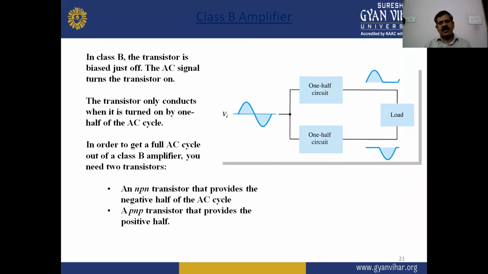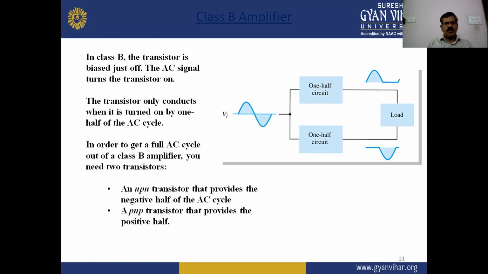Next amplifier is the class B amplifier. Here is the given diagram of the class B amplifier. In class B, the transistor is biased just off. The AC signal turns the transistor on. The transistor only conducts when it is turned on by one half of the AC cycle.